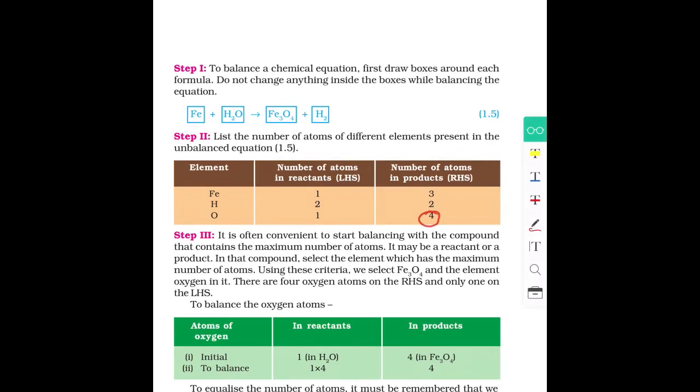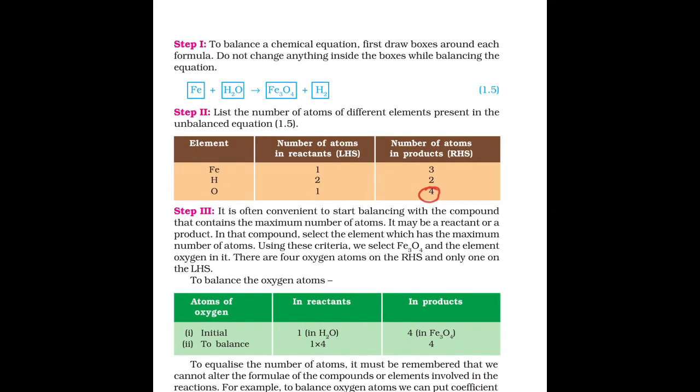It may be a reactant or a product. In that compound, select the element which has the maximum number of atoms. Using this criteria, we select Fe3O4 and the element oxygen in it. So there are 4 oxygen atoms on the RHS and only 1 on the LHS.